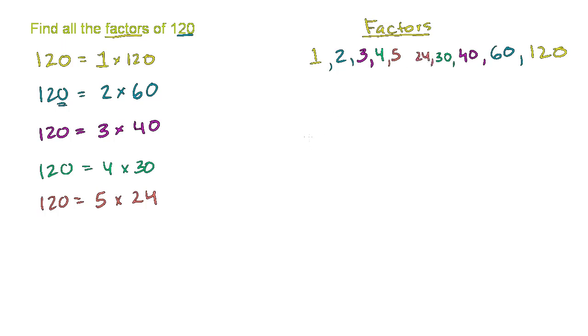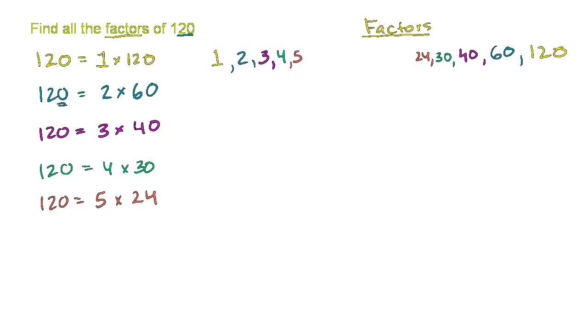And let me clear up some space here, because I think we're going to be dealing with a lot of factors. So let me cut it, and then let me paste it. Move this over here so we have more space for our factors. So we have 5 and 24.